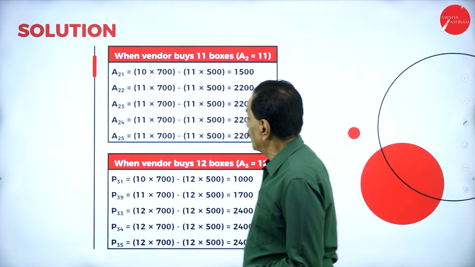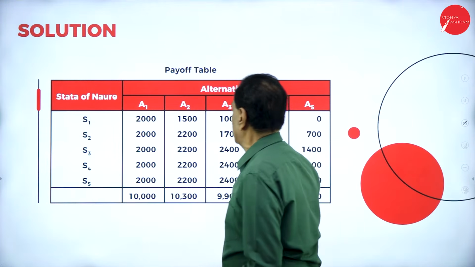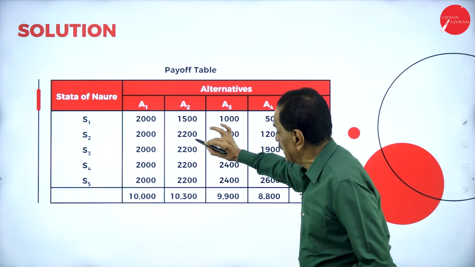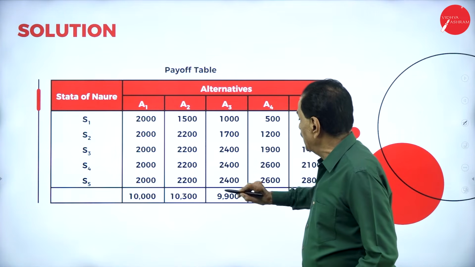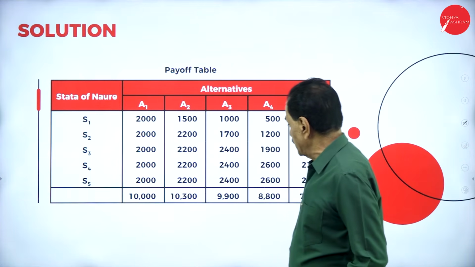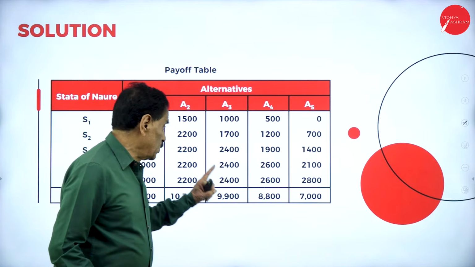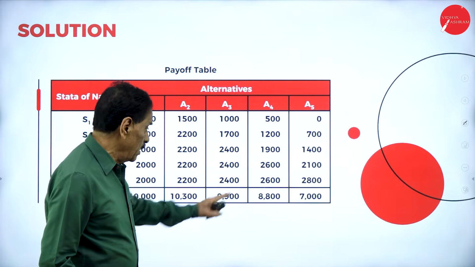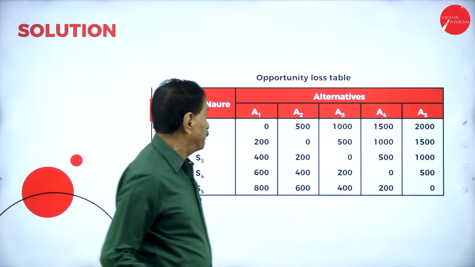All go to 2000: 2000, 2000, 2000, 2000. A2 goes 1500, 2200, and the total is 10,300. A3 is 1000, 1700, 2400, and the total is 9,900. A4 is 8,800. A5 is 7,000.